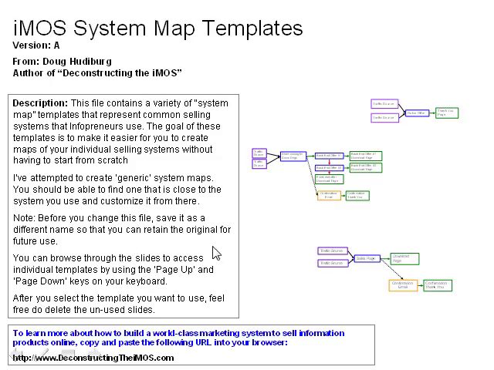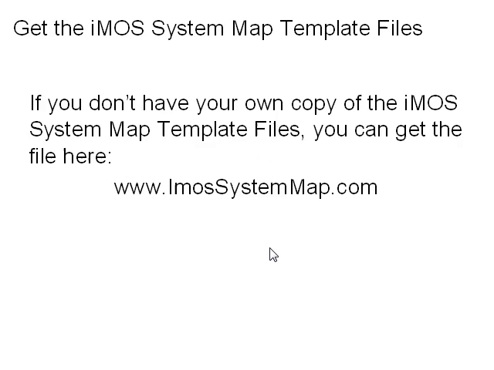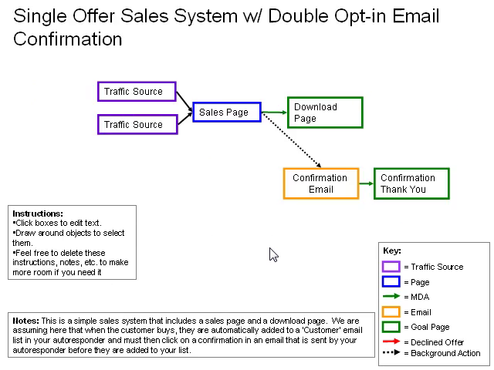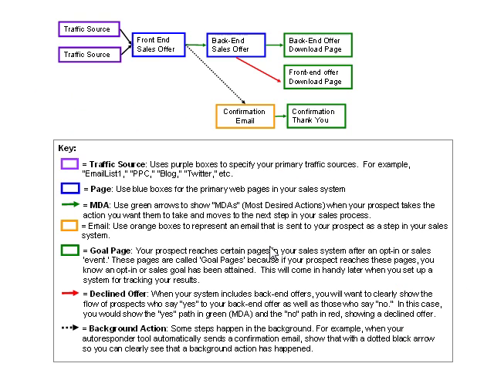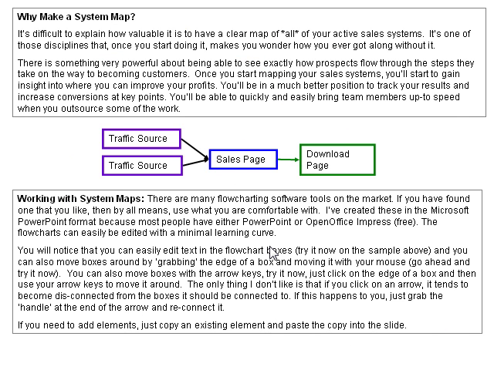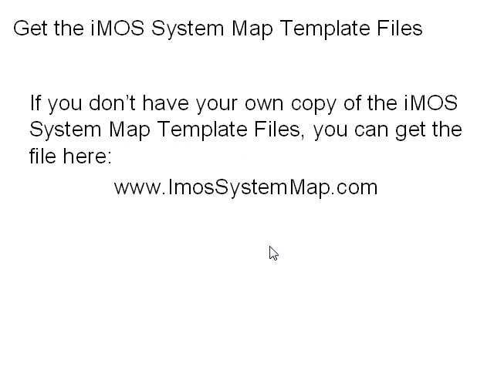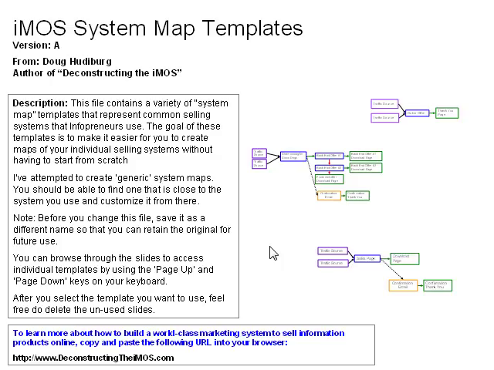If you're using the templates, one note here, and this is all in the templates themselves, so you'll be able to read this: before you change this file, make sure you save it under a different name so that you retain the original for future use. You can browse through these slides and pick a template. These are all different sales system templates that are in the slide deck. I'll probably keep updating it as we find different common systems that might have been missed, but I think we've caught the major ones.